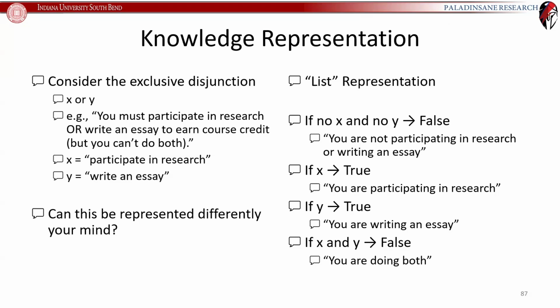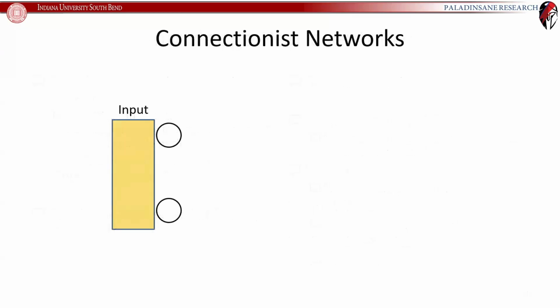So I'm going to show you an example where we can actually understand what we built. It is a connectionist network that is designed to solve the problem: you must participate in research or write an essay to get course credit, but you can't do both. Solve the problem of X or Y, when you can only have X, or you can only have Y, but you can't have both. All right, so we've got an input layer for this problem.